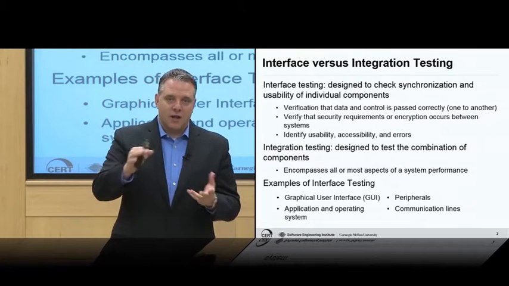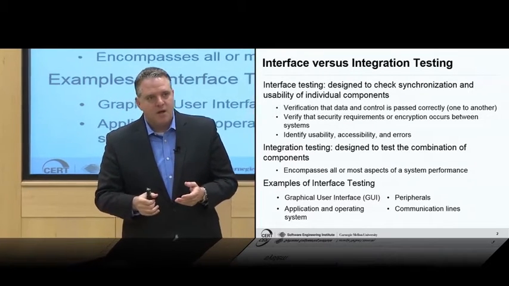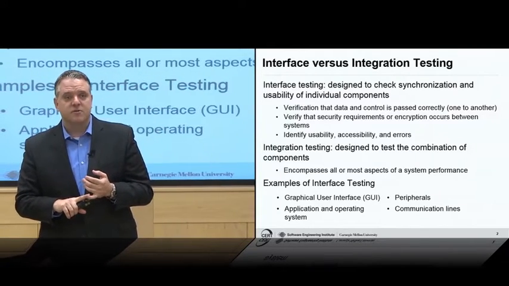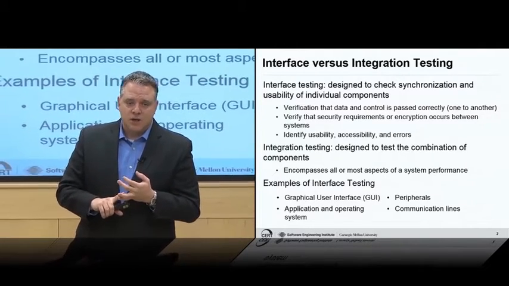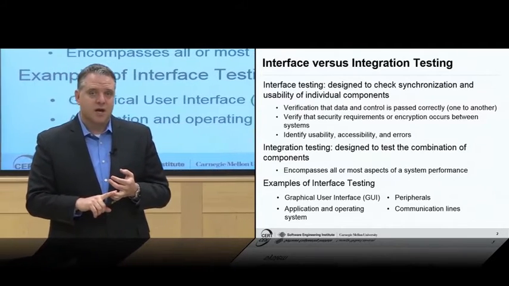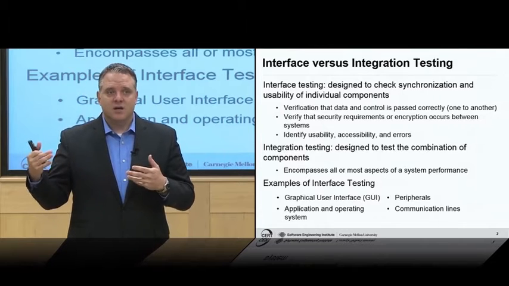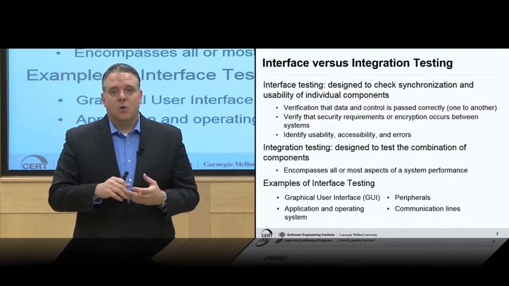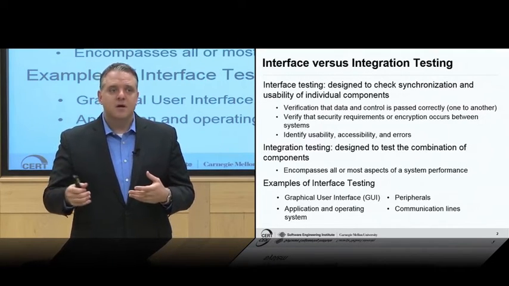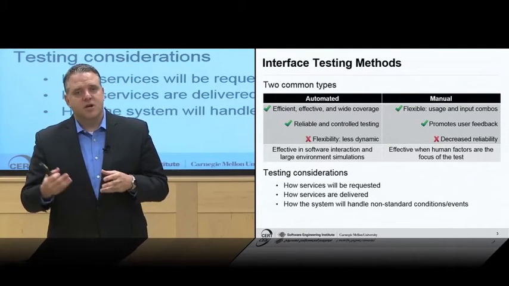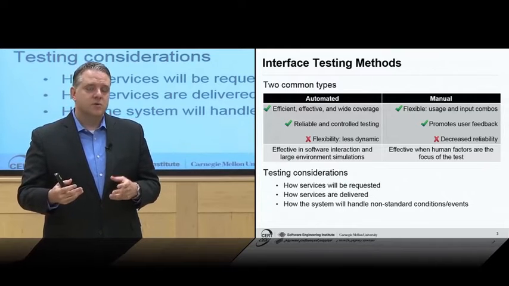So you're looking at all aspects of the application. Interface testing could include things like looking at the GUI, the graphical user interface, looking at the application itself, the underlying operating system, how the two communicate with each other, how you interface with peripherals, or how communication within the program actually works. There are different kinds of interface testing that you can do.